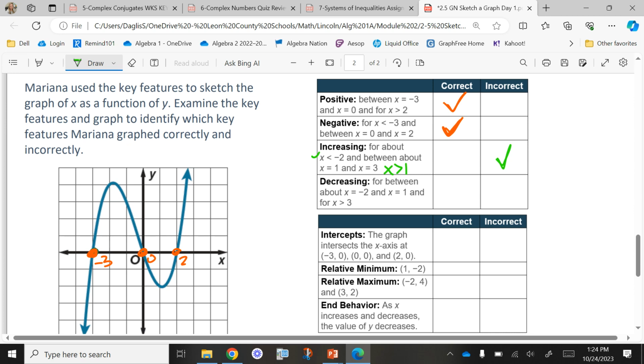Decreasing when, let's see, in between negative 2 and 1. So here's negative 2. Here's where x is 1. All right, I agree that that's decreasing.